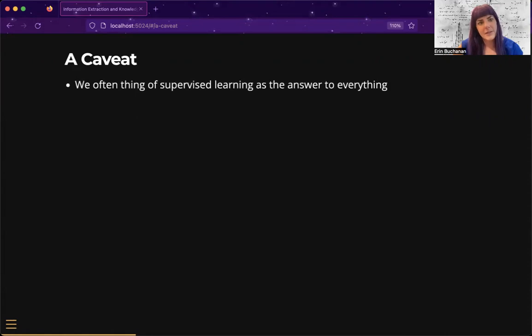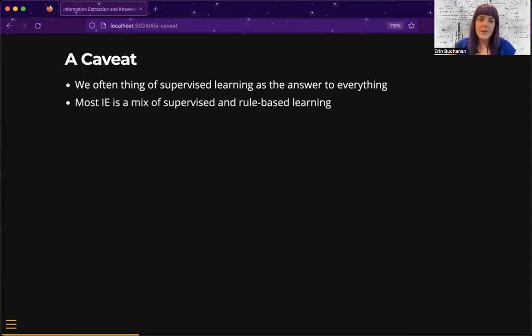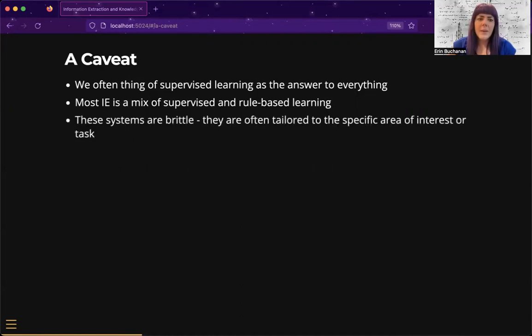Okay. Now a caveat. We often think of supervised learning as the answer to everything. Okay. And this is admittedly a very popular form of math that does tend to work pretty well. However, most information extraction is a mix of supervised and rule-based learning systems because supervised learning doesn't quite capture it sometimes. Okay. Because most IE systems are fairly brittle. Okay, they are tailored to a specific area of interest or a specific task. There is no system that will pull every name ever from a document.